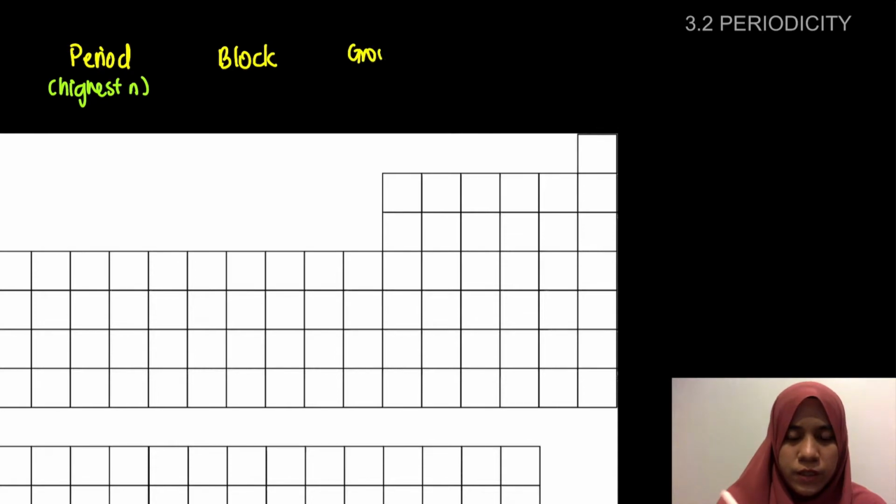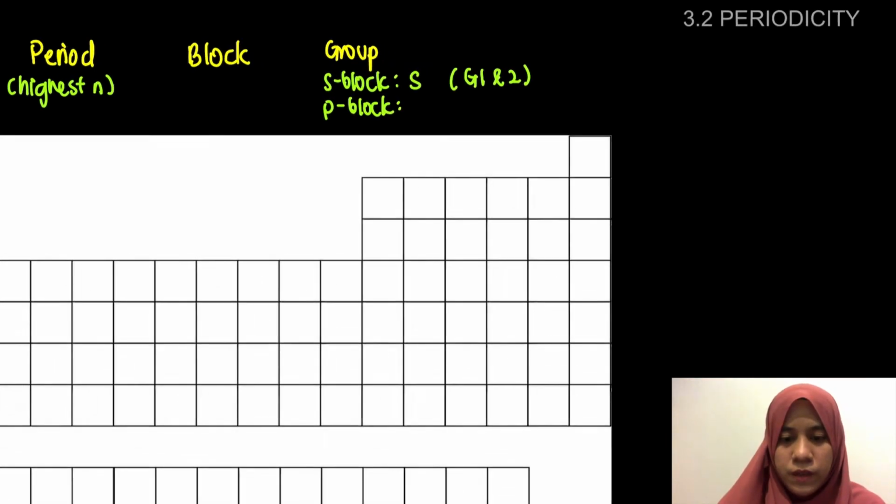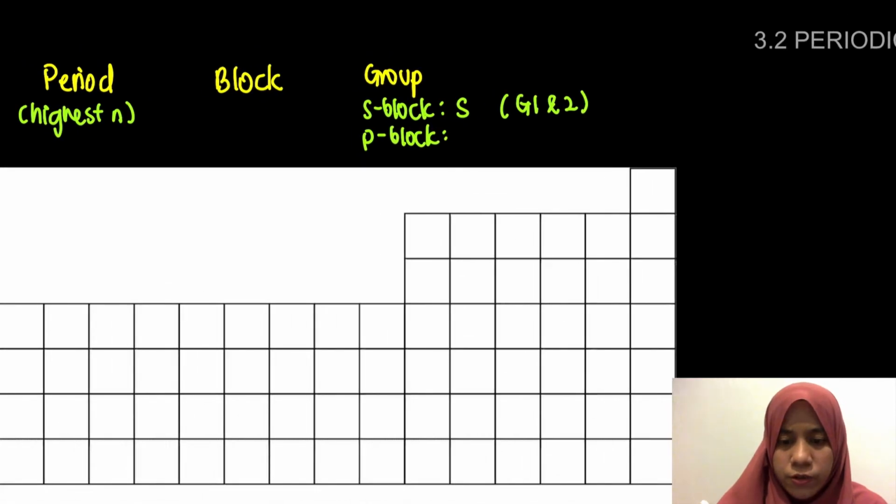For group, we have to look at the valence electron. For example, if the element is in S block, we add the electrons on S only to determine the group, which is mostly group 1 and 2. If it is an element in P block, you add the electrons on S and on P, and you add 10. So it will start from group 13 until group 18.